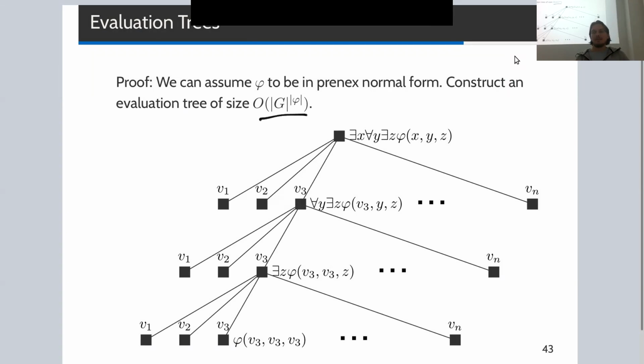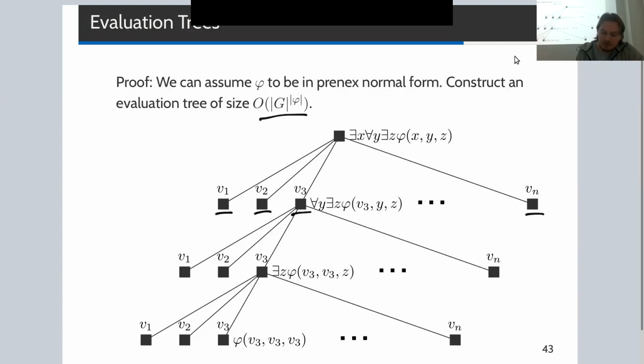First thing you would do is maybe convert the formula to prenex normal form. Prenex normal form means that in the beginning there are all the quantifiers, and afterwards there's a single formula phi that contains no quantifiers anymore. So we've pushed all the quantifiers to the beginning of the formula. Let's say we want to evaluate this formula: exists x, such that for all y, exists z, phi is satisfied. Then we could branch over all the possible values that x could have. x could be v1, v2, v3, up to vn. So we get n different branches for the value of x.